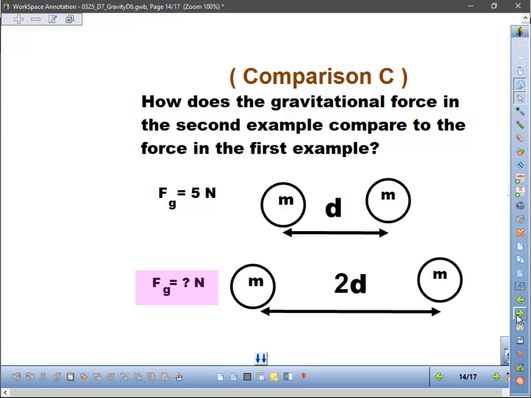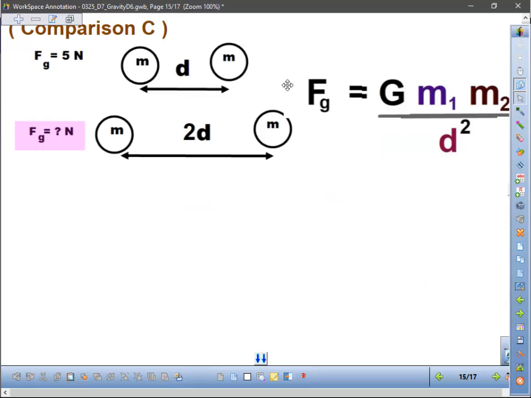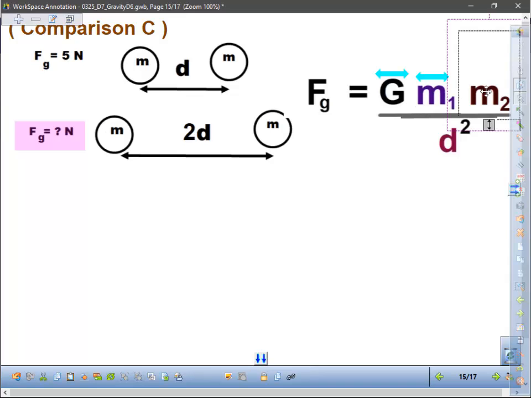All right, let's try comparison C. Here we have our first example and then our second example. Okay, let's go through these now. What goes above big G? Constant, we know that already. What goes above M1? It is also constant. It's M here and it's still M, so it's constant. What about above M2, mass 2?